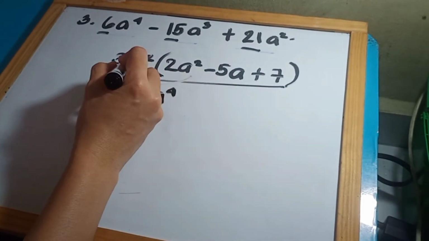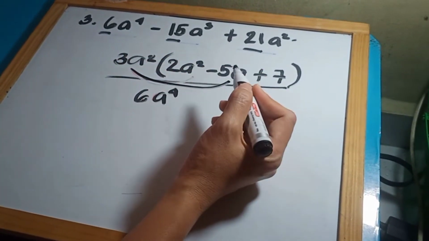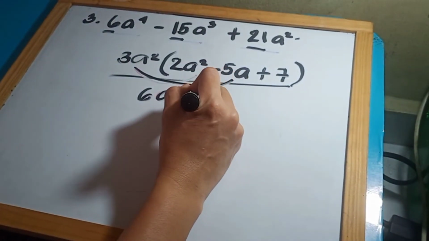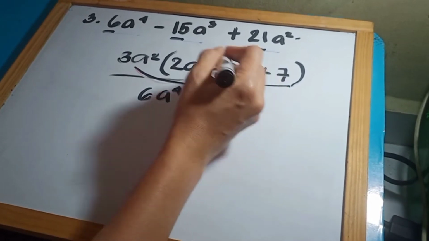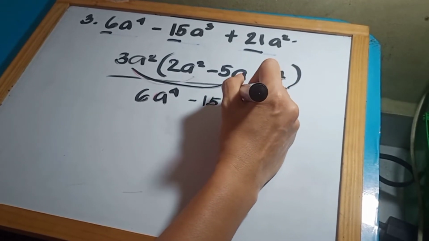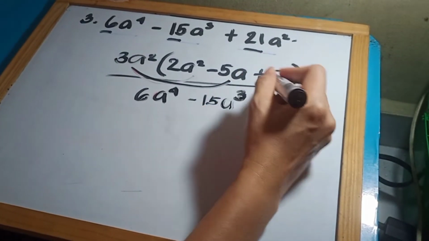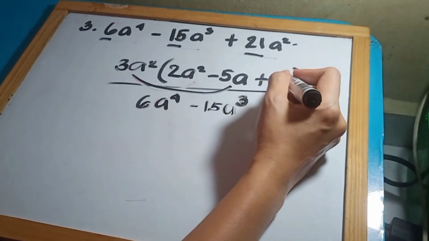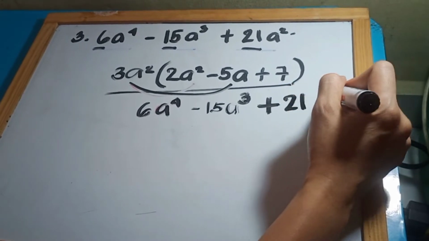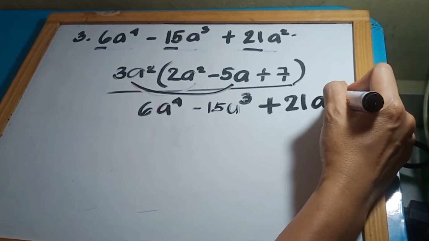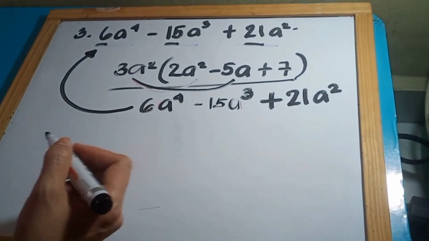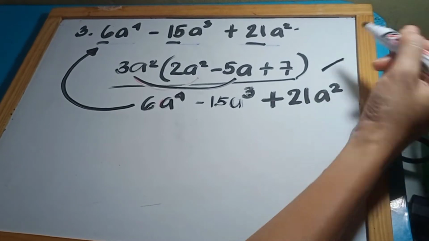Next, we have the second term, 3a squared times negative 5a. So negative 5 times 3, that's negative 15. A times a squared, that is a cube. Alright, and then 3a squared times 7, that is plus 21a squared. So, pareho siya ng ating given expression. That means that our answer is correct.